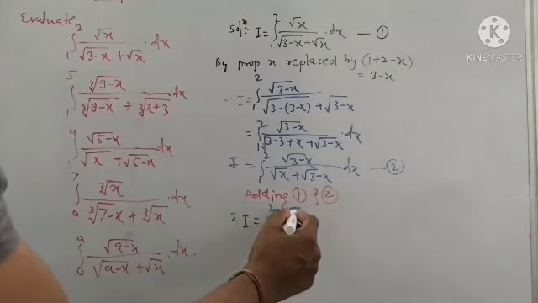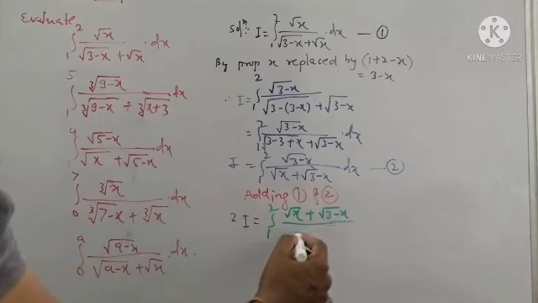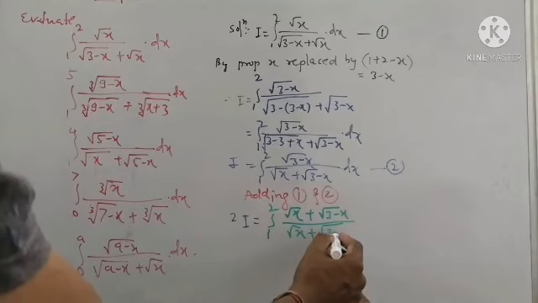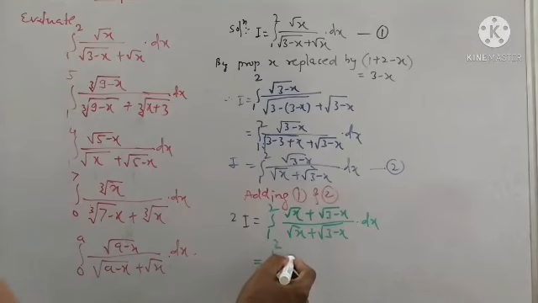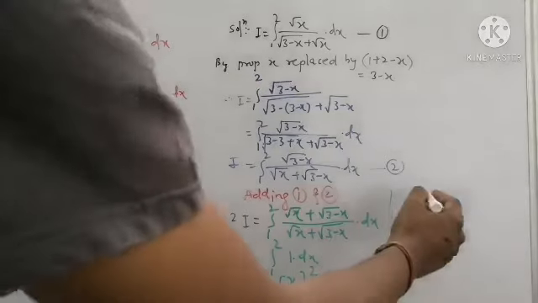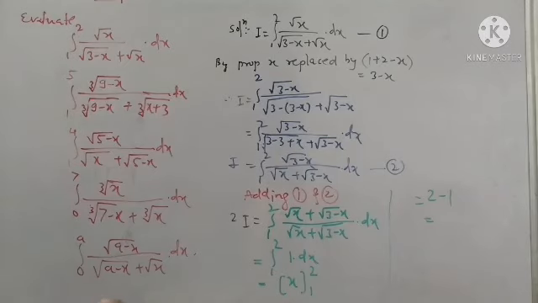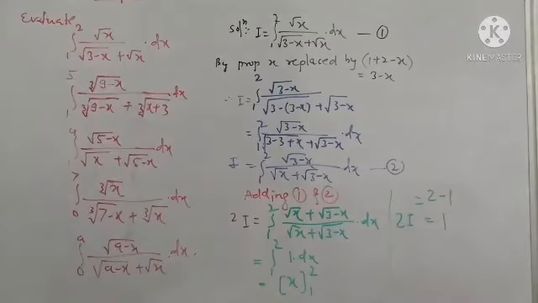So in the first integral we have numerator root x, in the second we have numerator root of 3 minus x, and the common denominator is as it is, that is root of x plus root of 3 minus x, into dx. Now the numerator and denominator are common, so they get cancelled, and we get 1 in the integral. Now the integration of 1 is with respect to x with limits 1 to 2. As we know, x in the bracket, we take the subtraction of limits only, so we get 2 minus 1. Now this 2 minus 1 is the value of the left hand side, 2I. So we get 2I is equal to 1.